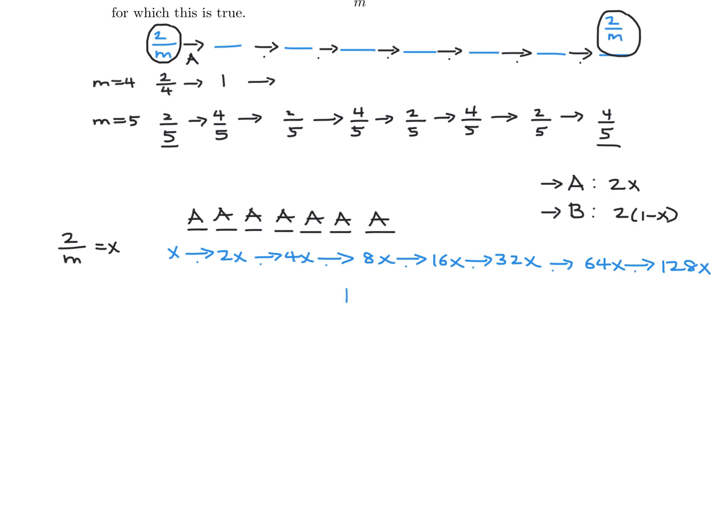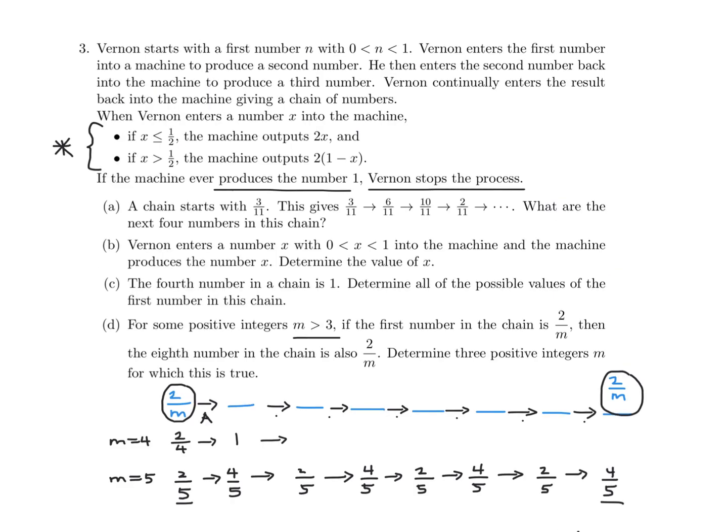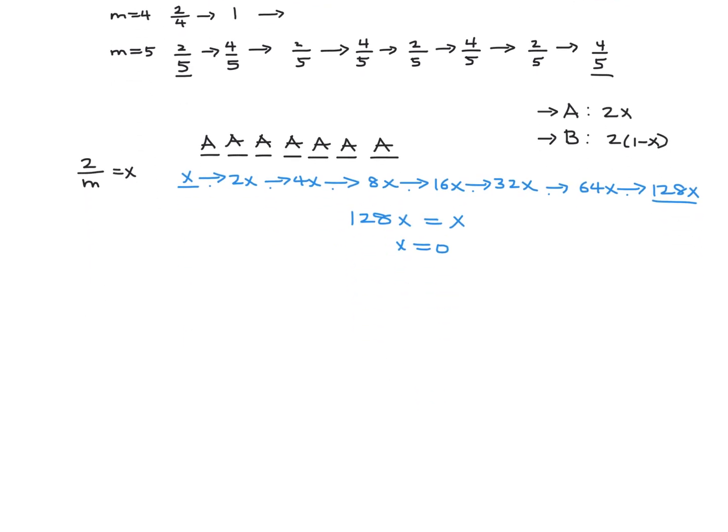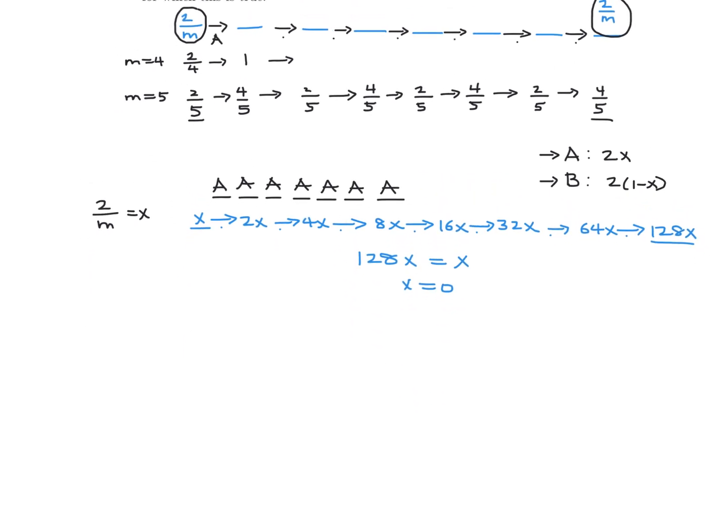Okay, and then we want that 128x to equal the x, right? And that's only going to happen if x is equal to 0. But x can't be 0. X has to be between 1 and 0, if you remember all the way at the very beginning. So that didn't work, but not a problem. We can just keep going. Now back to my experimentation of my 7 possible steps.